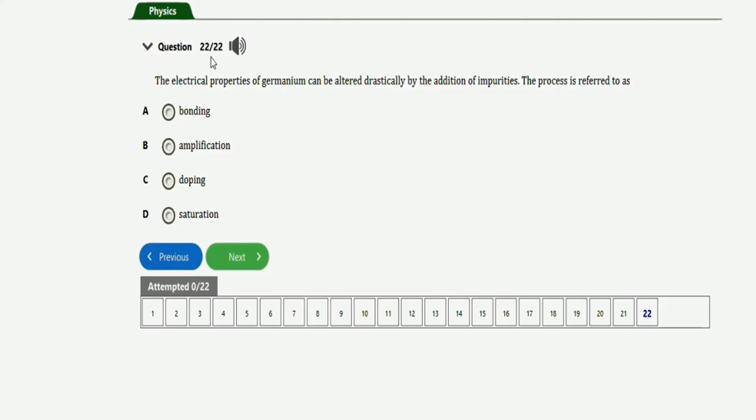This is the last question. It says the electrical properties of germanium can be altered drastically by the addition of impurities. The process is referred to as doping. So option C is the right option. So guys, this basically can deal with problems involving metals, semiconductors, and insulators for your JAMB Physics in electronics. We dealt with 22 questions for this subtopic.